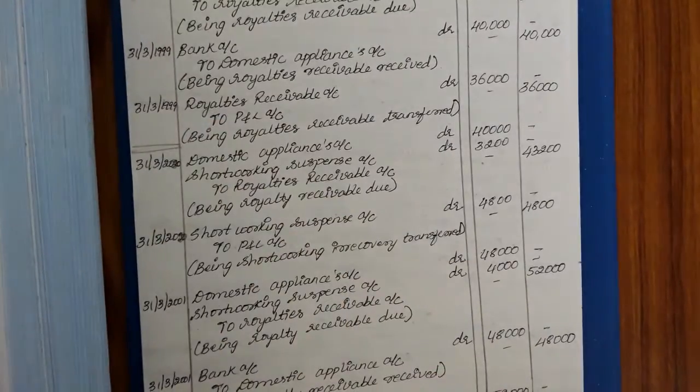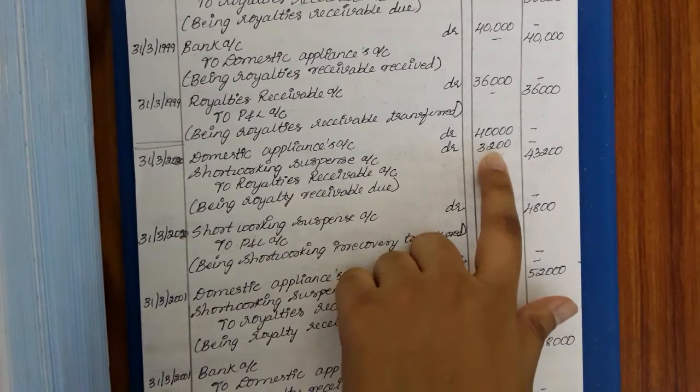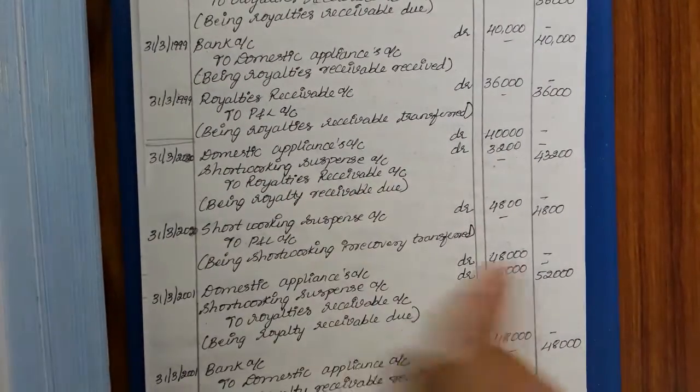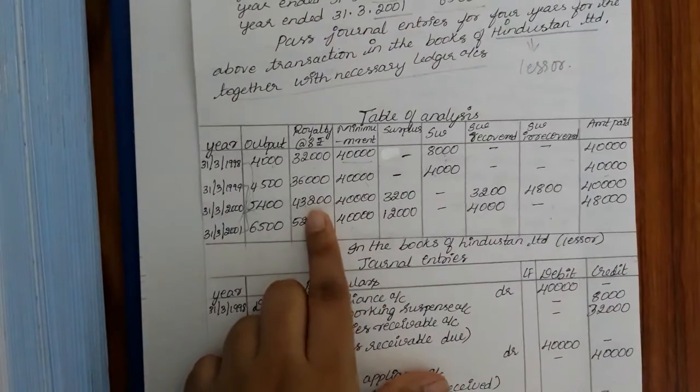When royalty is more, when the lessee recovers the short workings, you will be recording whatever amount has been recovered, and exactly what is the royalty receivable, what is the royalty you earned in that particular year. What is the royalty earned in that particular year?